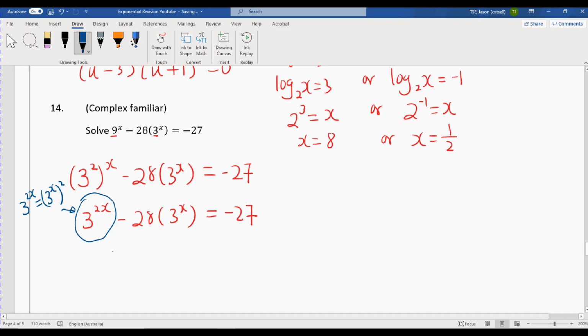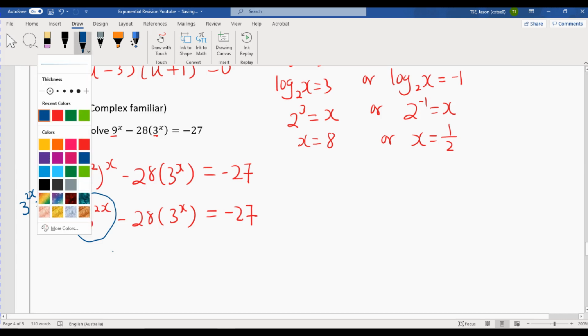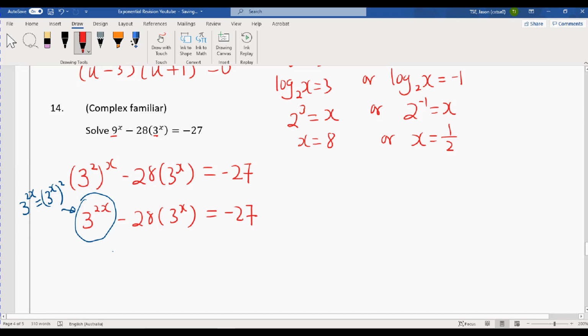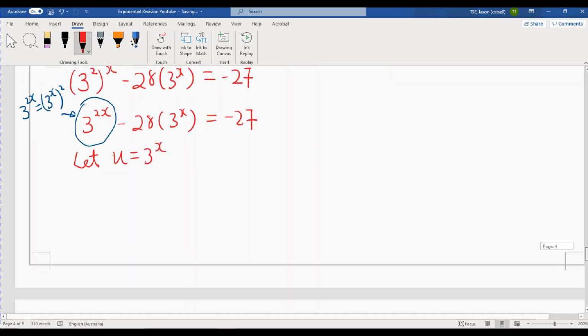Okay, so does this look like a quadratic again? You have 3 to the power x and then squared. You have another term which is 3 to the power x. So this looks like a quadratic. So let's let u equal 3 to the power x.